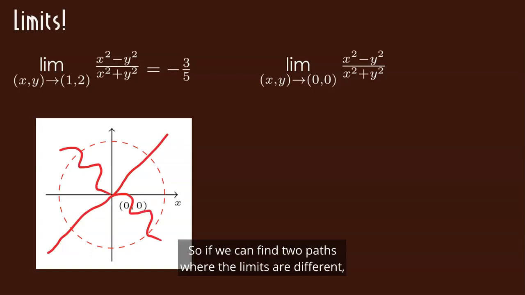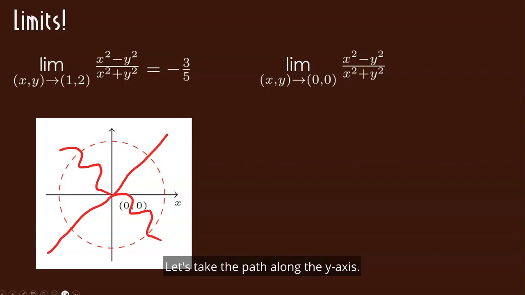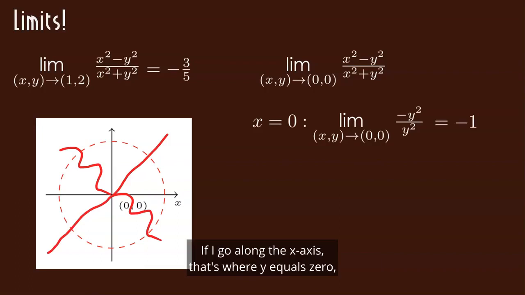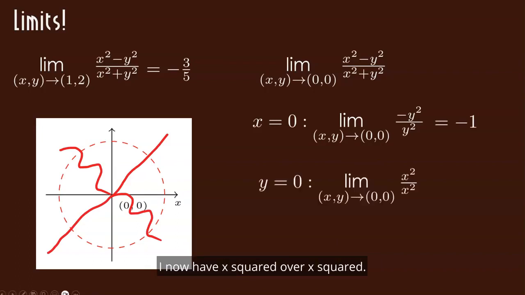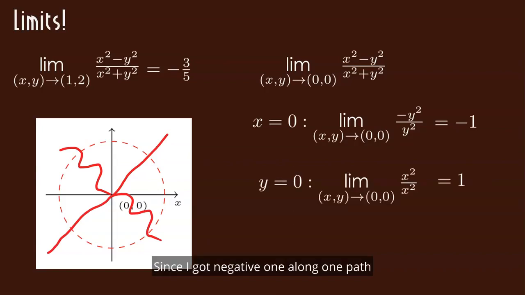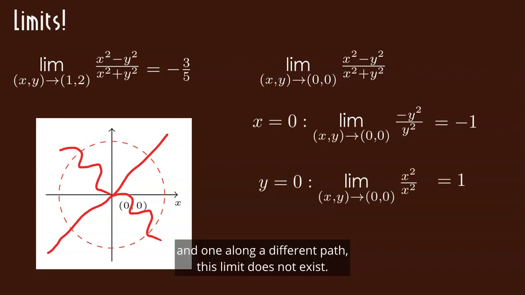They all have to come up with the same limit. So if we can find 2 paths where the limits are different, then we have shown that the limit doesn't exist. So let's look at this one. Let's take the path along the y-axis. The y-axis means x equals 0. If I plug in x equals 0, I have negative y squared over y squared, I can simplify that before taking the limit and get -1. If I go along the x-axis, that's where y equals 0, I now have x squared over x squared. That simplifies to 1 before I take the limit. Since I got -1 along one path and 1 along a different path, this limit does not exist.